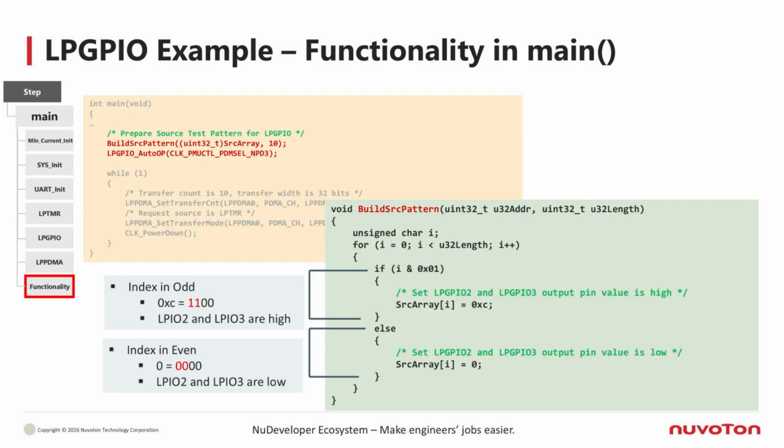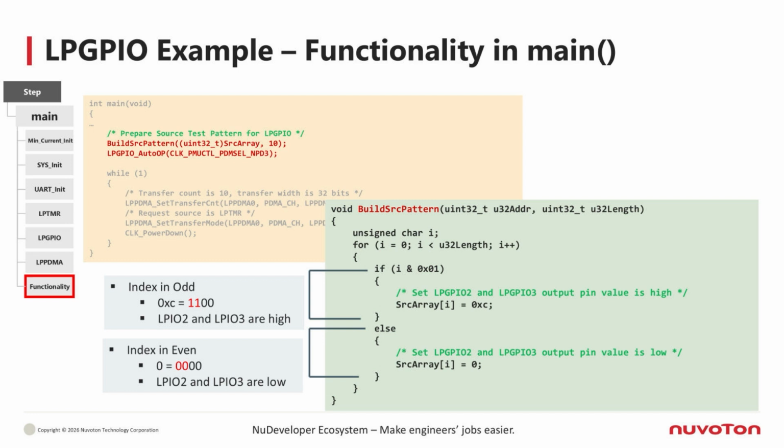So what exactly are these 10 data items? It's actually quite simple. From the code, you can see that we fill the corresponding GPIO output registers with either high or low values. This directly controls the output state of the low-power GPIO, which in turn determines whether each LED is on or off.